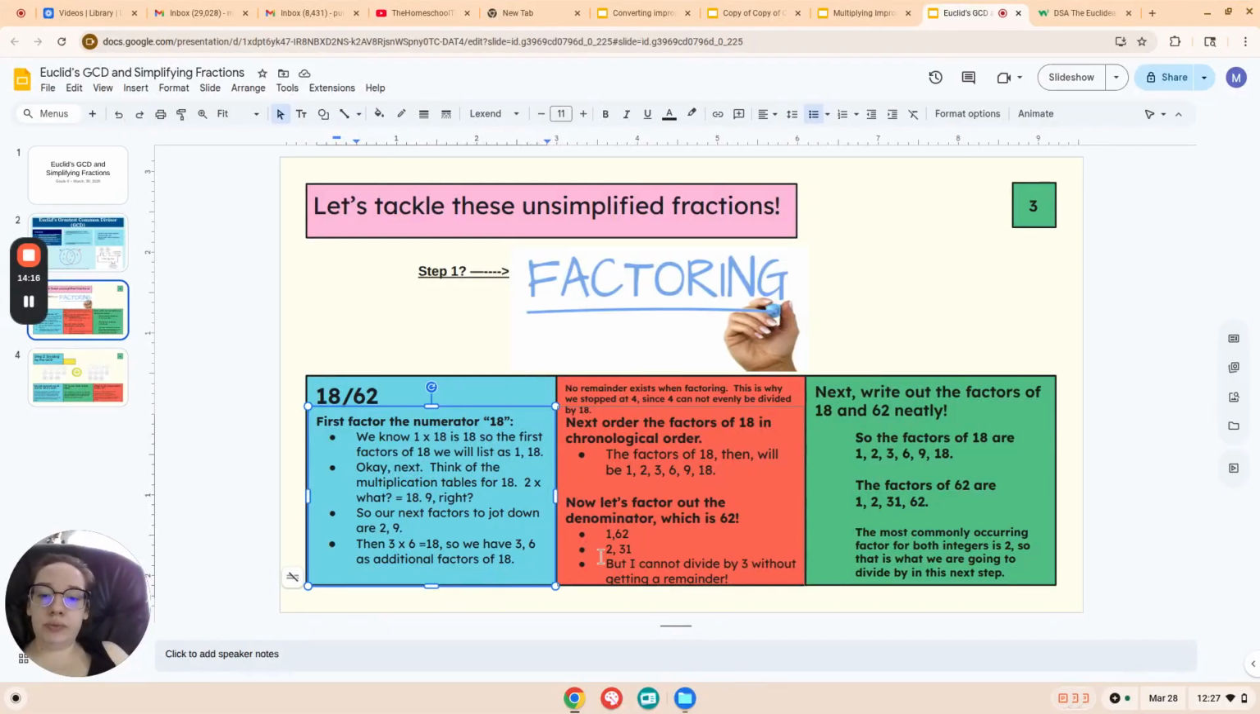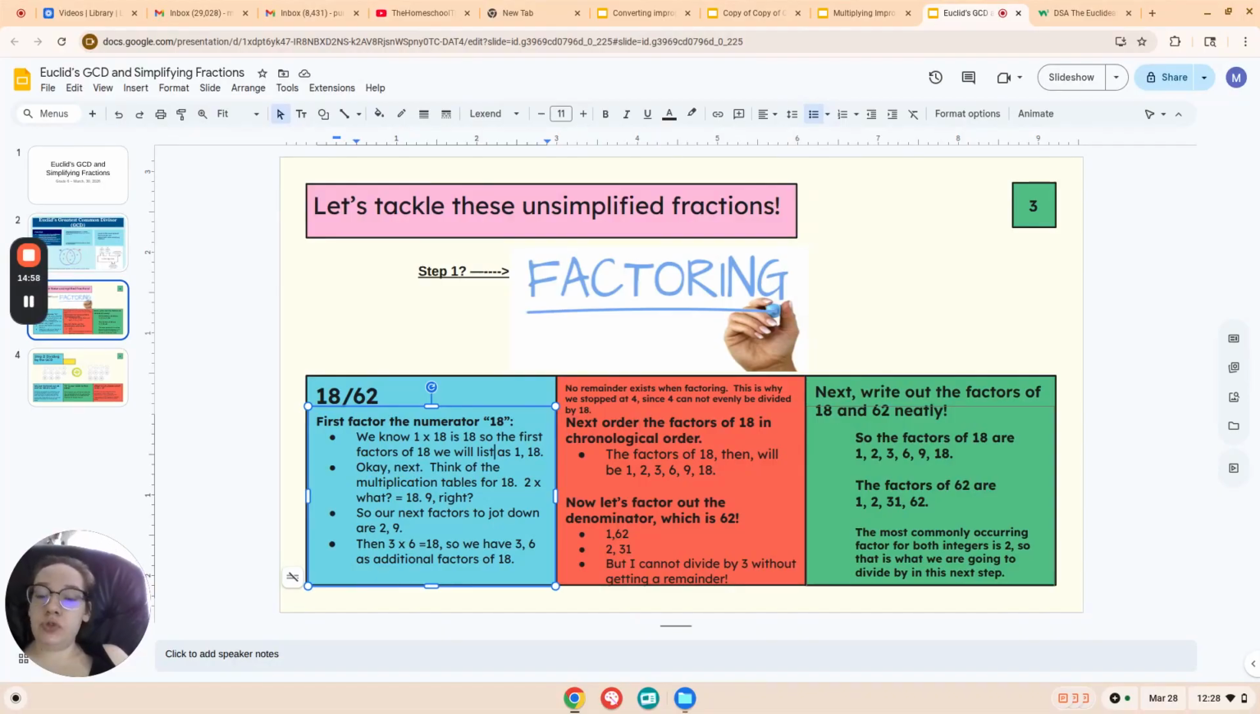Now let's factor out the denominator, which is 62. We have 1, 62, because 1 times 62 is 62. And 2 and 31, because 2 times 31 is 62. But I cannot divide by 3 without getting a remainder when dividing 3 into 62. So our factors for 62 are going to be 1, 2, 31, and 62. Okay, so next, write up the factors of 18 and 62 neatly in your notes, because it will be much easier for you to find the greatest common divisor and not get messed up.